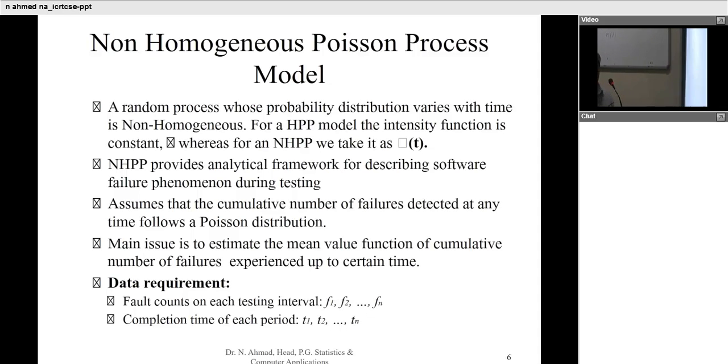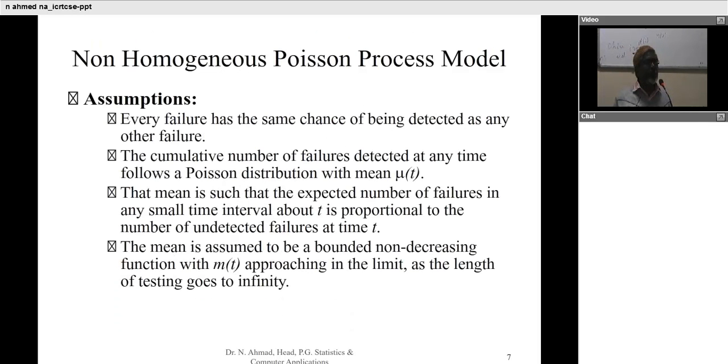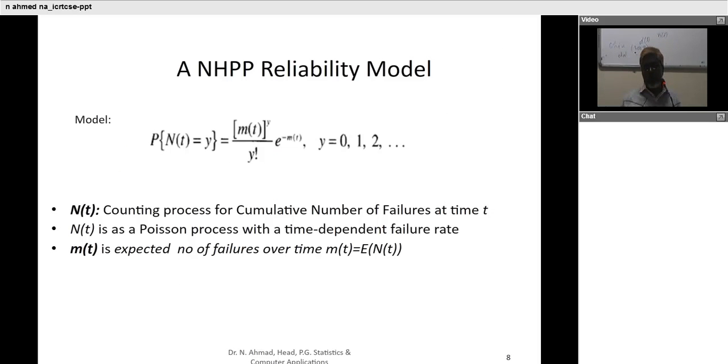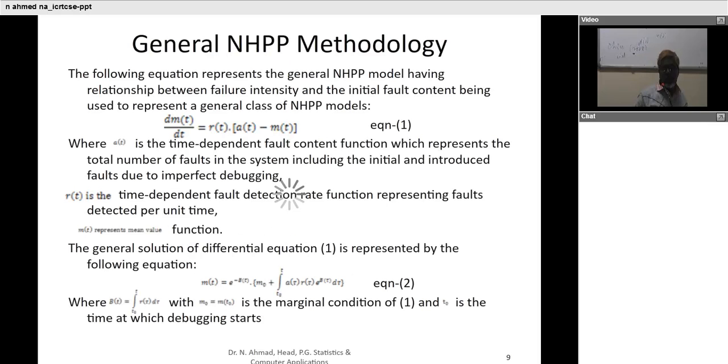So these are the requirements. Because of the behavior of the fault or error, we use the non-homogeneous Poisson process. The distribution is there. Right. It's the general model, our development model. Go to the assumptions and then derive the differential equation.